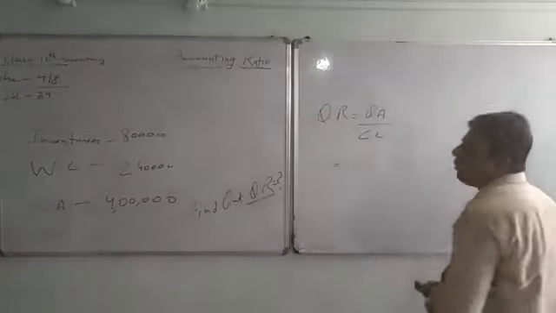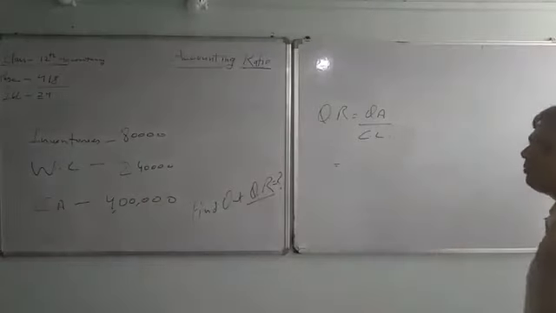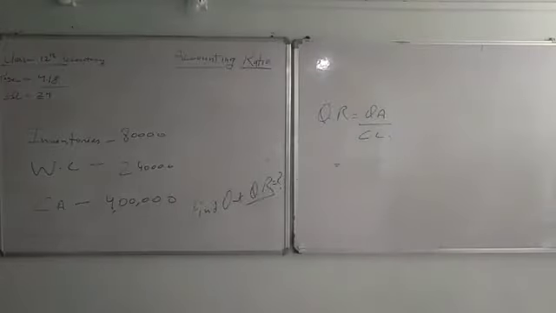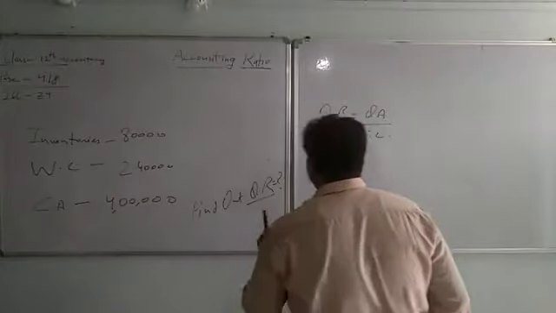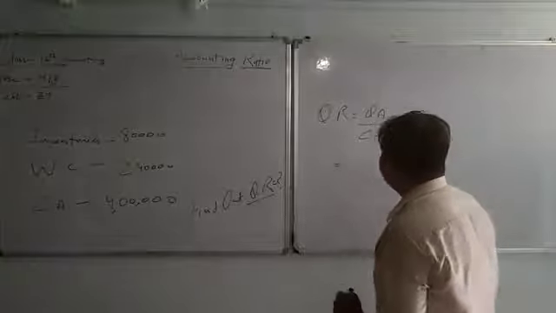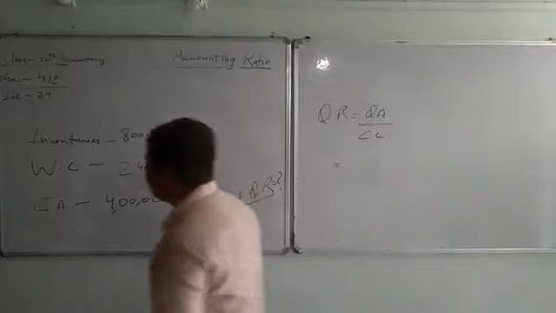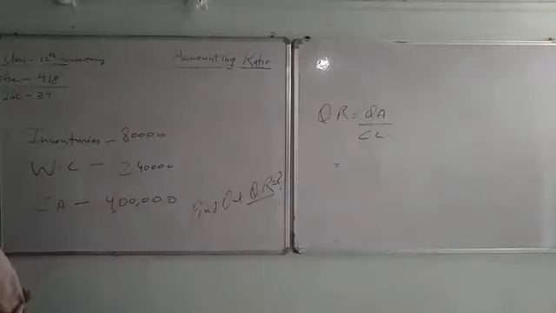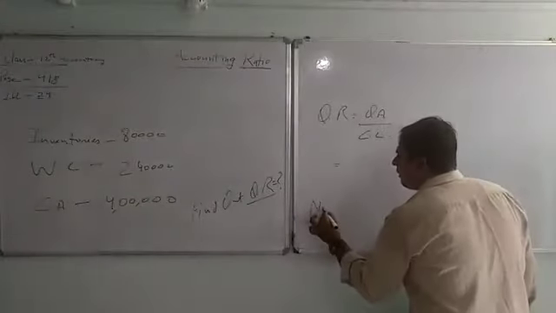So here we have the quick assets. What are the quick assets we have? Let's see. Current assets is given, so we don't have the quick asset. That means we have to find it out. Do we have the current liability? Let me see the question. The current liability is also not given in the question. So how will we find it out?